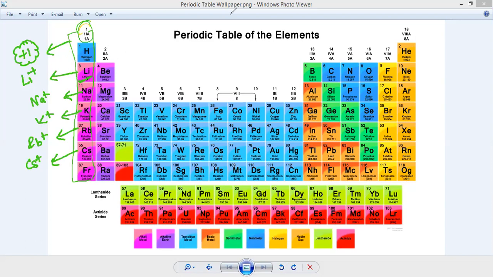Similarly, this is your group 2: beryllium, magnesium, calcium, strontium, barium, radium. All of these will have a valency of +2. So in this group you are going to have beryllium +2, magnesium +2, calcium +2, strontium +2, barium +2. Is it clear?